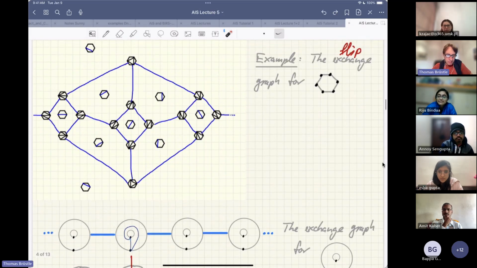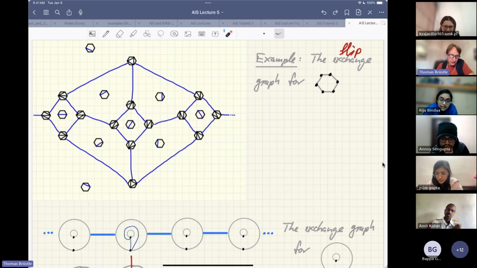Let's be a bit more ambitious and say we want to compute the exchange graph for the annulus. Say we start with this simple annulus that has just 2 marked points and therefore 2 internal arcs. That's what we computed before. So can you help me?